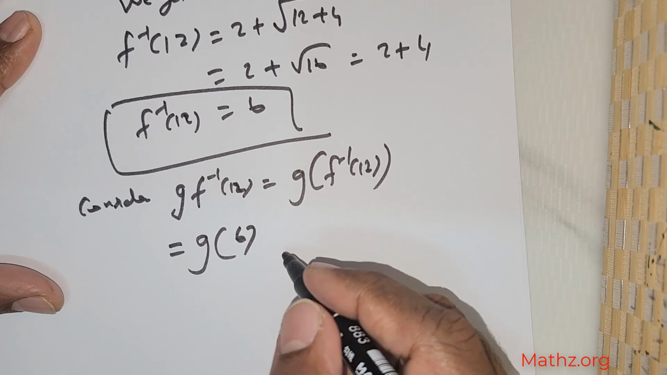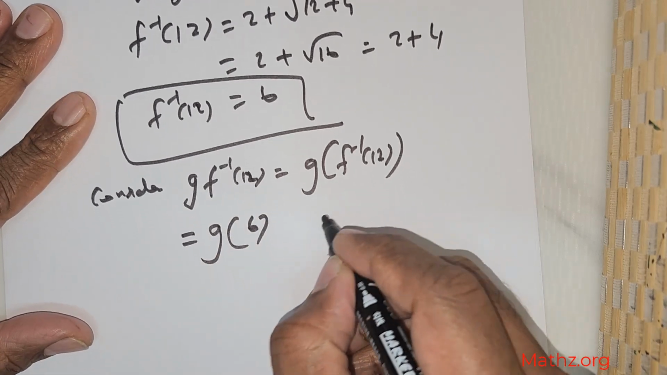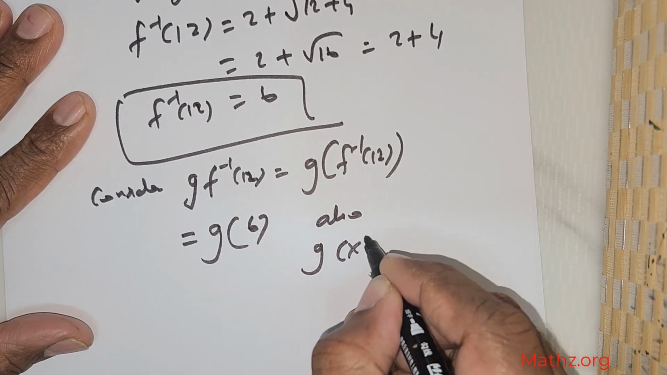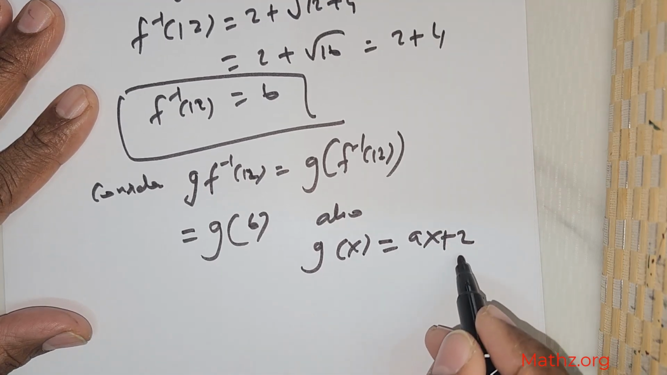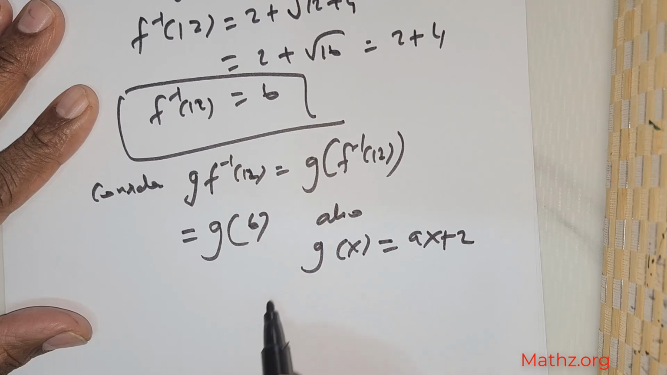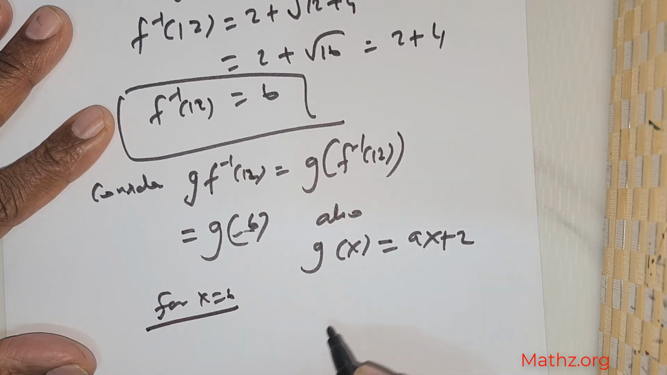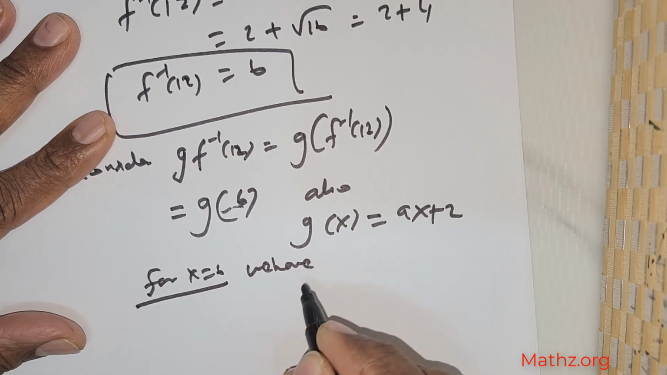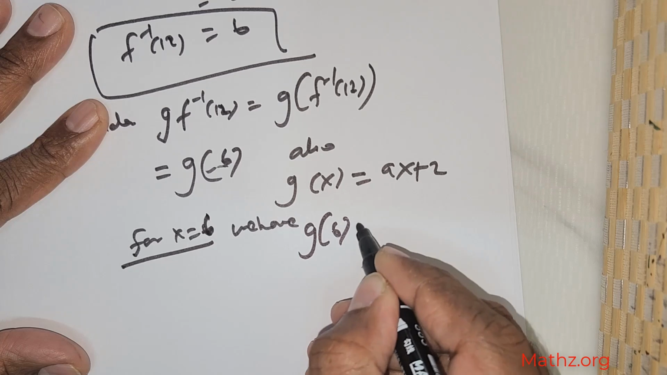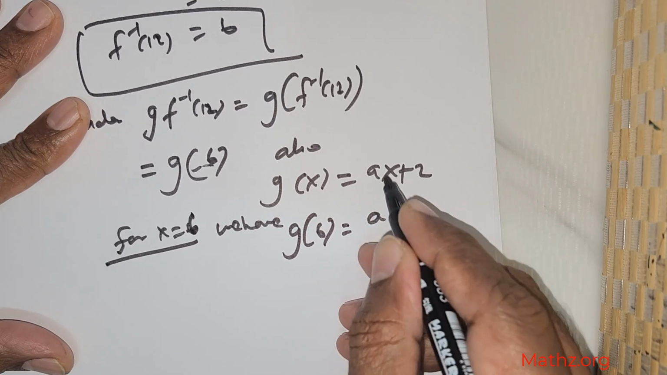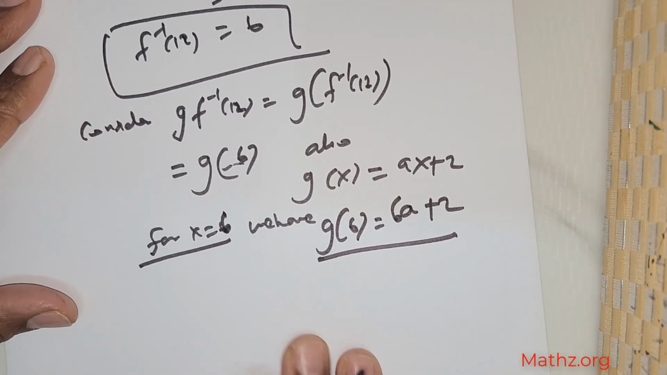Now what we have to do is utilize this fact, and also g of x is given to be ax positive 2. For x equal to 6, we have g of 6 is equal to a times 6, so 6a positive 2. So we have got that.